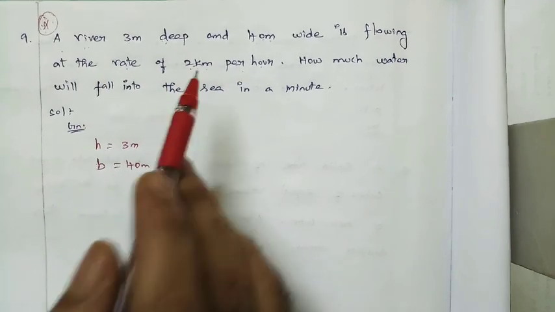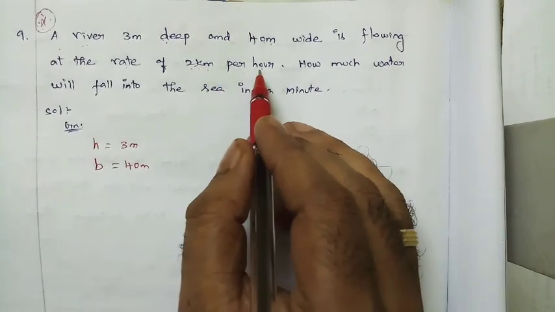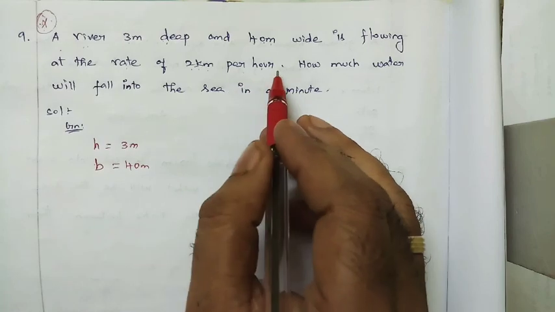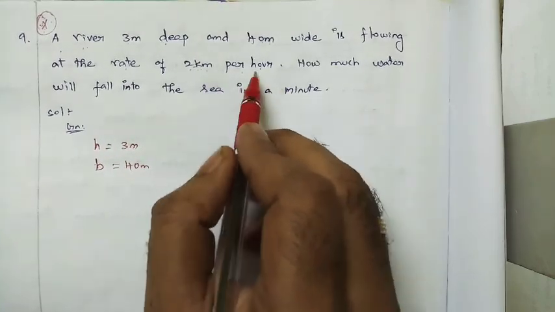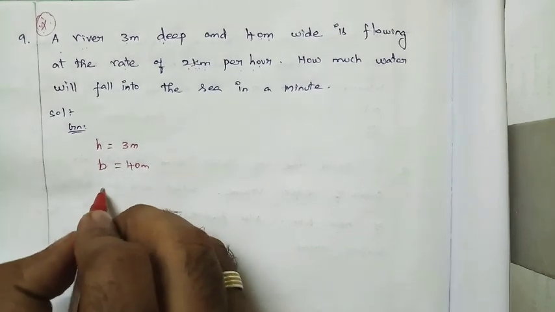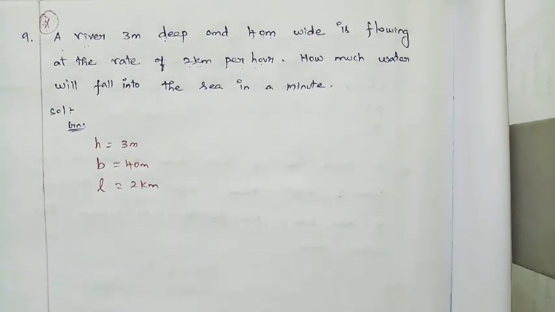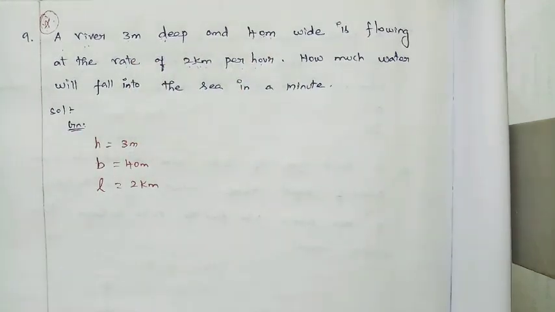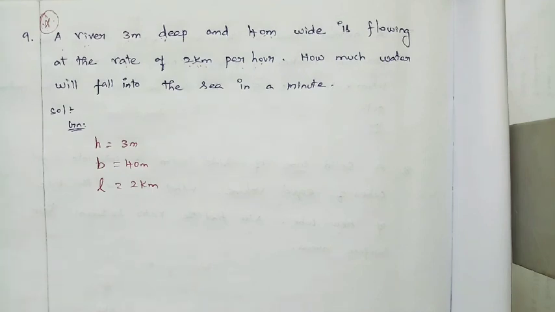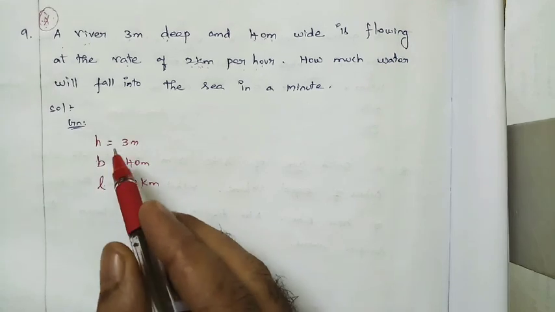That means now I am going to find the volume of water for 1 hour. So the length of water for 1 hour is L equal to 2 kilometer. Breadth and height are given. Flowing is nothing but the length of the river. Now we have length, breadth, height.